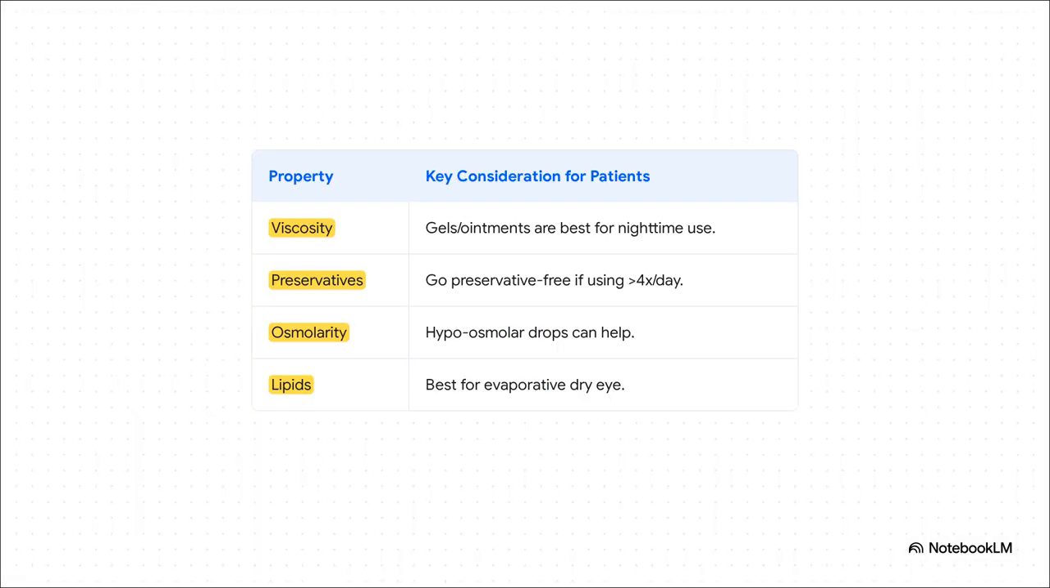All right, this slide is basically your survival guide for the eye drop aisle, because we all know not all drops are created equal. For viscosity, thicker gels and ointments are great, but they're really best for nighttime since they can blur vision. For preservatives, just remember the simple rule. If they're using it more than 4 times a day, go preservative-free. For osmolarity, hypoosmolar drops are a great choice to counteract those salty tears.